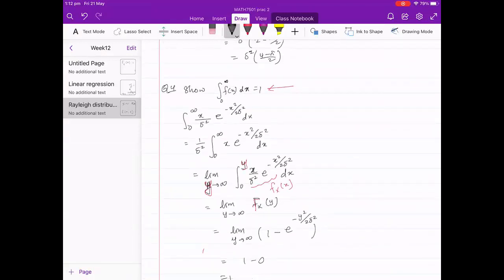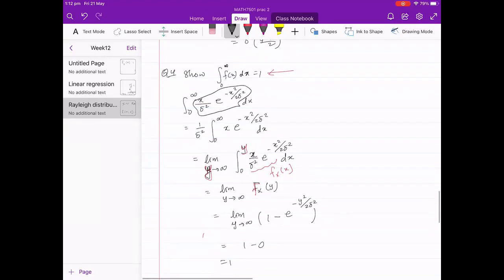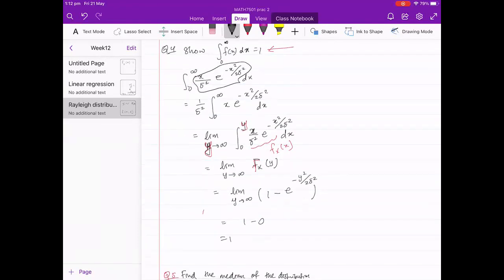Okay, this is the question. We need to show that the PDF integrates out to 1. That shows that it is a proper probability density function. To do that, you would again take the PDF and evaluate the integral, this time from 0 to infinity, which is the entire region. That could be done by first taking 0 to y, and then taking the limit as y goes to infinity of this integral.